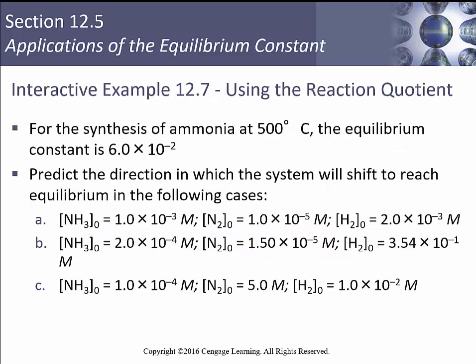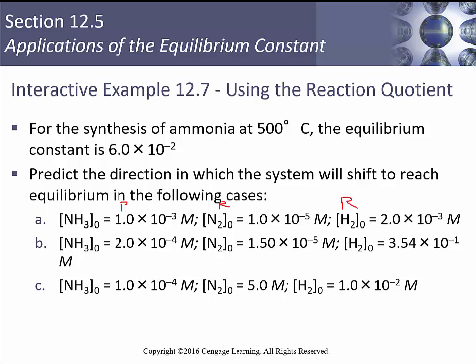So let's look at an example. We're going to use this reaction quotient. For the synthesis of ammonia at 500 degrees C, the equilibrium constant is 6 times 10 to the minus 2. We're going to predict the direction in which the system will shift, either towards the reactants or towards the products, to reach equilibrium in the following 3 cases. And they're going to give us concentrations of the ammonia. This is our product. And these guys over here are reactants.